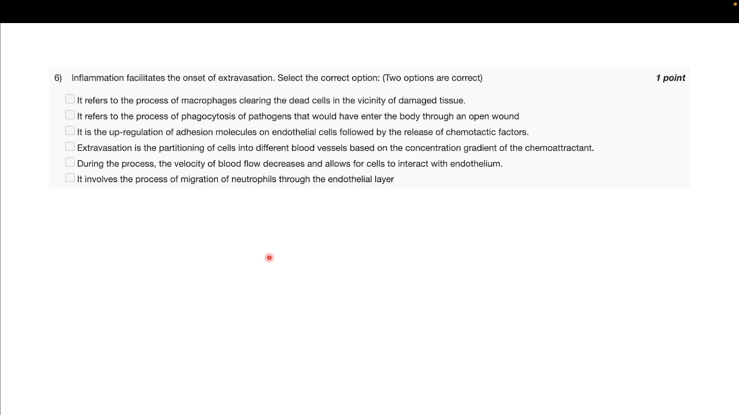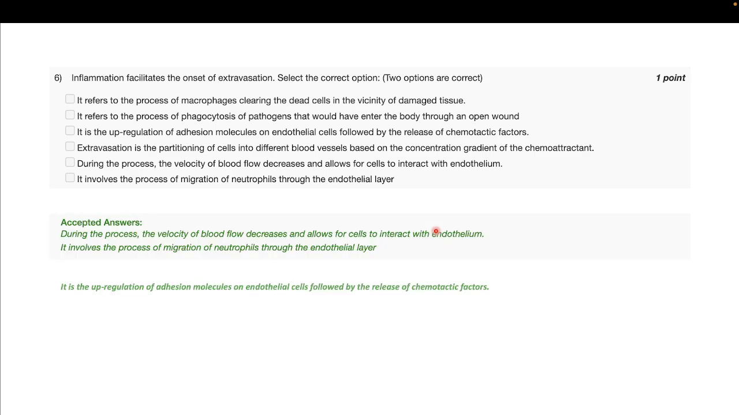Ma'am, option 5 and option 1. One is it refers to the process of macrophages clearing the dead cells in the vicinity of damaged tissue, and 3. During the process, velocity of blood flow decreases and allows cells to interact with endothelium. Okay, thanks for answering. Anybody else wants to give it a try? No? Okay, let's look at the answer.